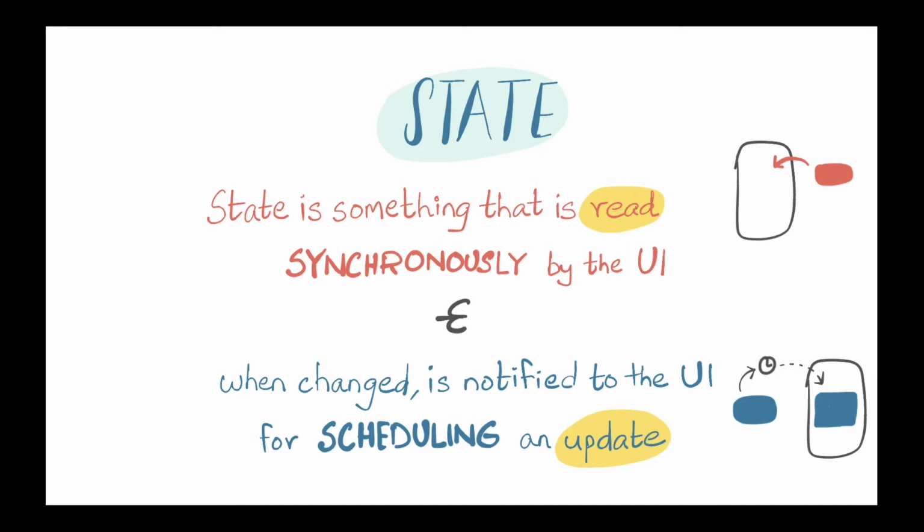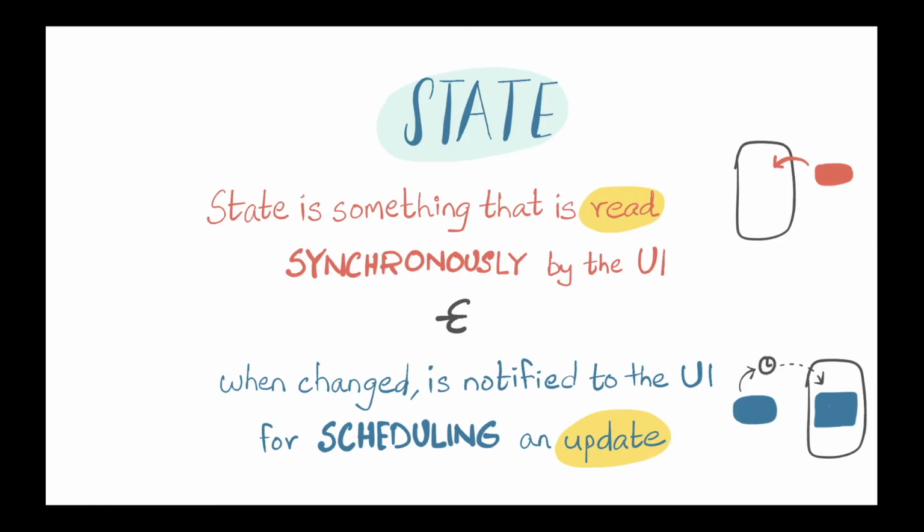Now, we are talking about state management, right? So let's start with something very simple and basic. State is something that is read synchronously by the UI. And I'm highlighting the parts which are very important in this particular statement. State is something that is read synchronously by the UI, but when it is rendered, it is notified to the UI for scheduling an update, right?